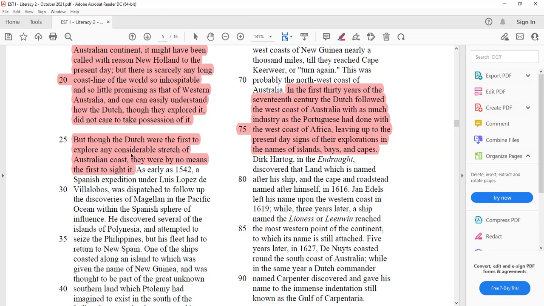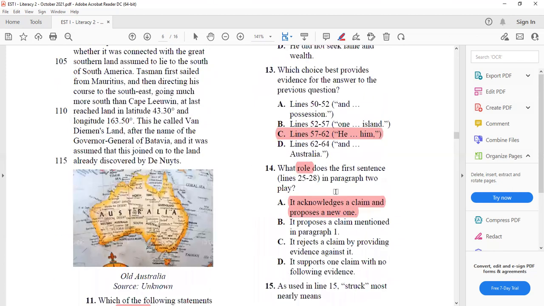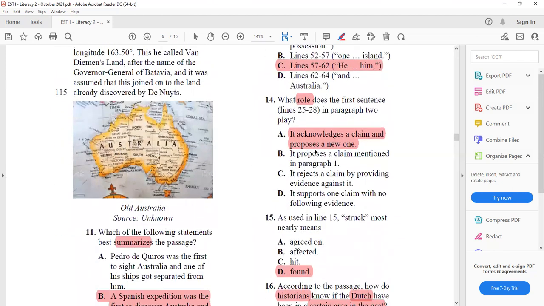Okay, mister, take care, Abdullah. We have two sentences here. The first one relates to this one. The second one relates to this. So if we go to the answer, he said, it acknowledges a claim, yes, the claim that relates to the previous paragraph, and proposes a new one, yes, the one that will relate to the following paragraph. It proposes a claim mentioned in paragraph 1, yes, we know that it proposes a claim mentioned before, but it has two sentences, so it proposes a new one.